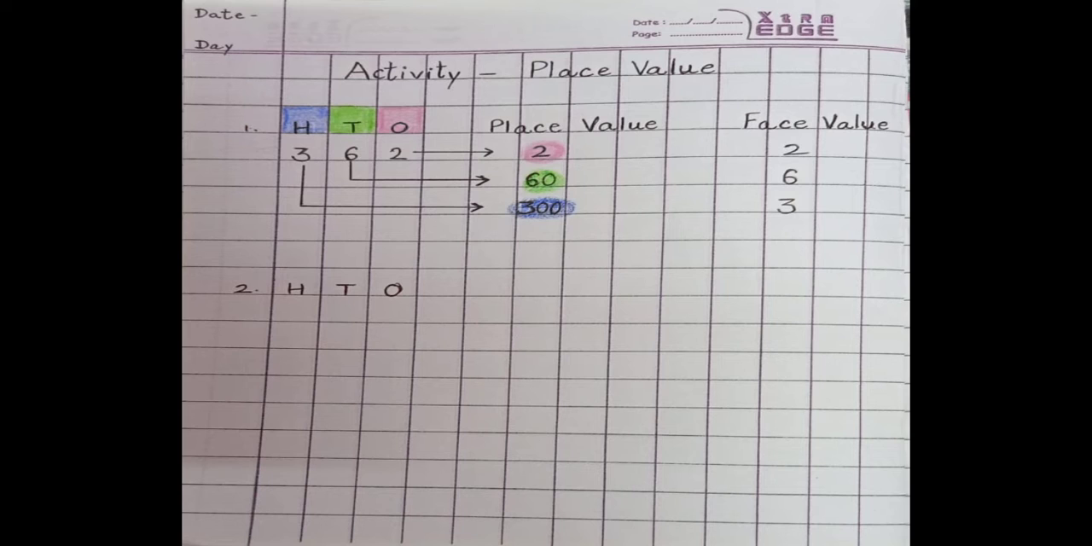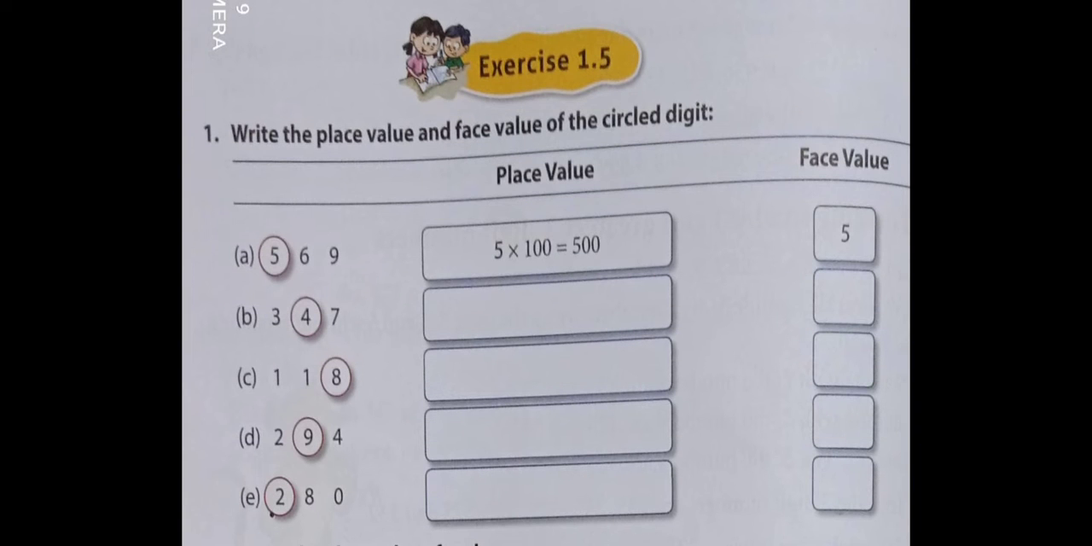Now coming to exercise 1.5. First is write the place value and face value of the circled digit. Now you can see A part, the number is 569. In this, 5 is circled. So we will write the place value and face value of 5 in A part. The place value is 500, because 5 is at hundreds place. So place value is 500 and the face value is the digit itself, that is 5.